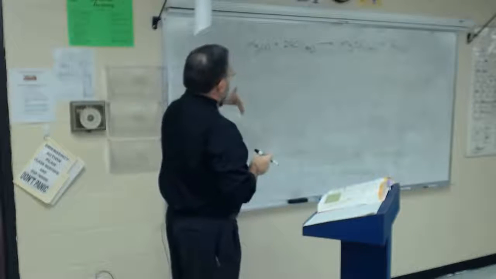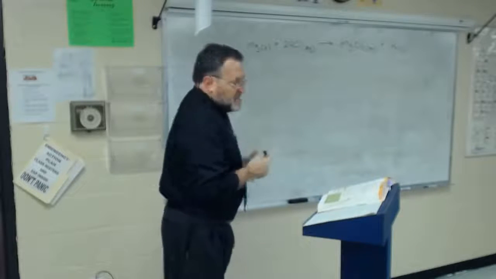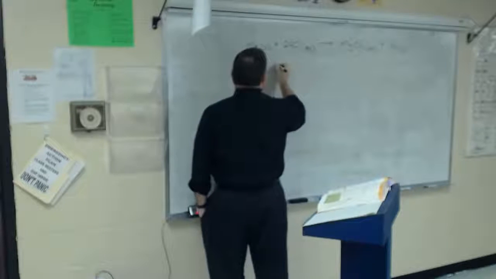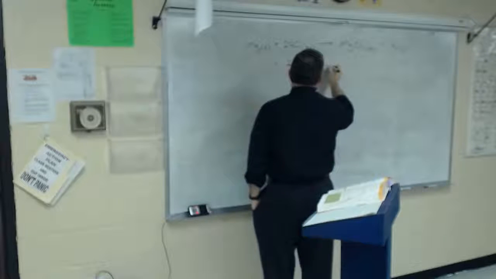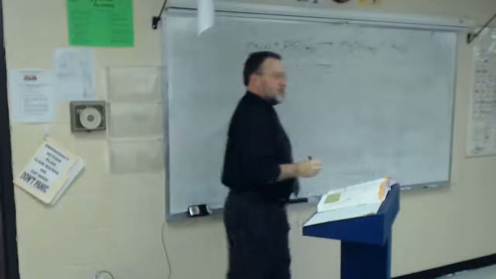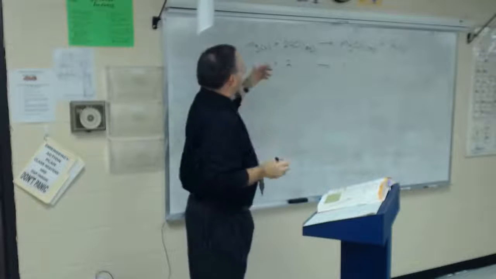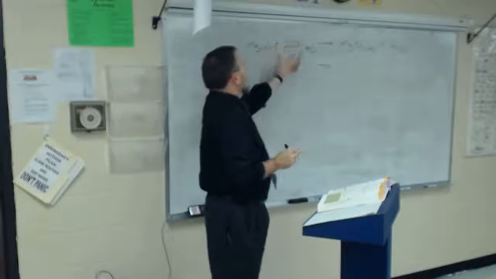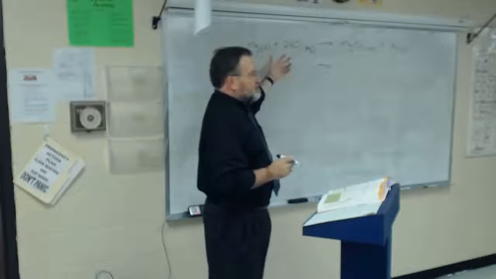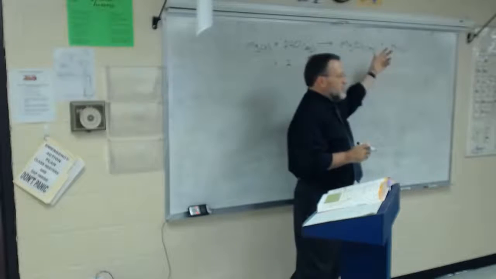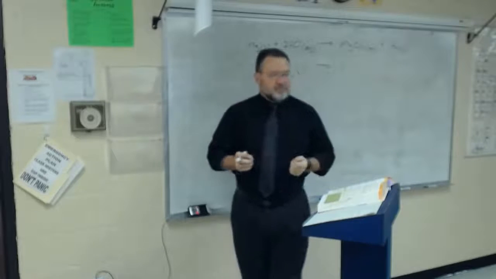So looking at this, let's say this is the balanced reaction equation. Okay? If I look at this and I say, I need one of these and two of these to produce one of these and one of these. Are we good with that? One atom of magnesium and two molecules of hydrochloric acid react to produce one molecule of magnesium chloride and one hydrogen molecule.